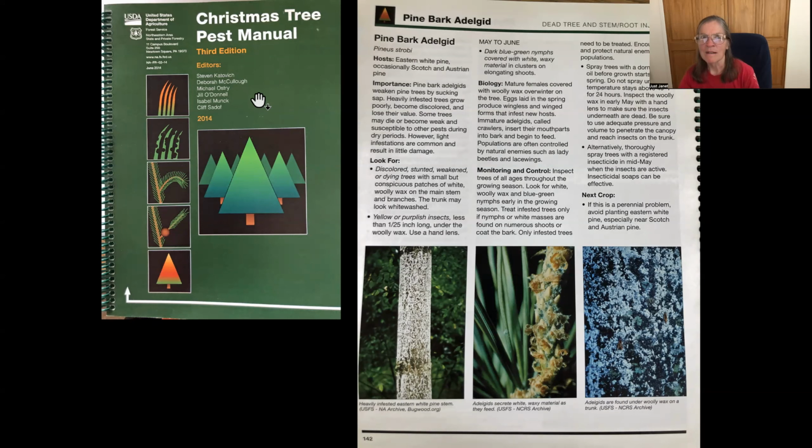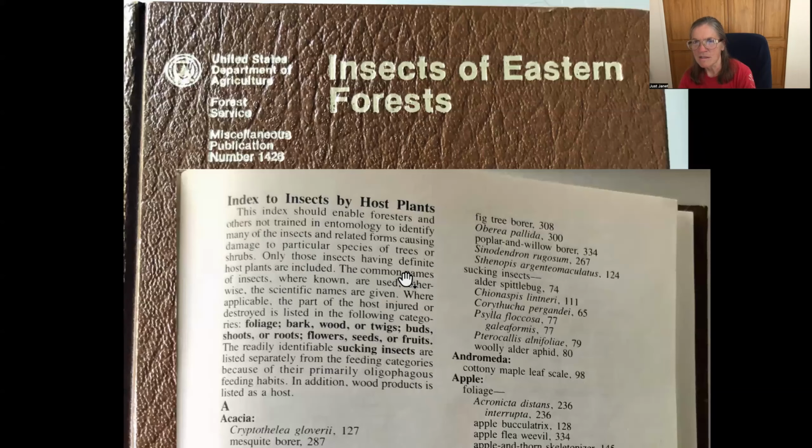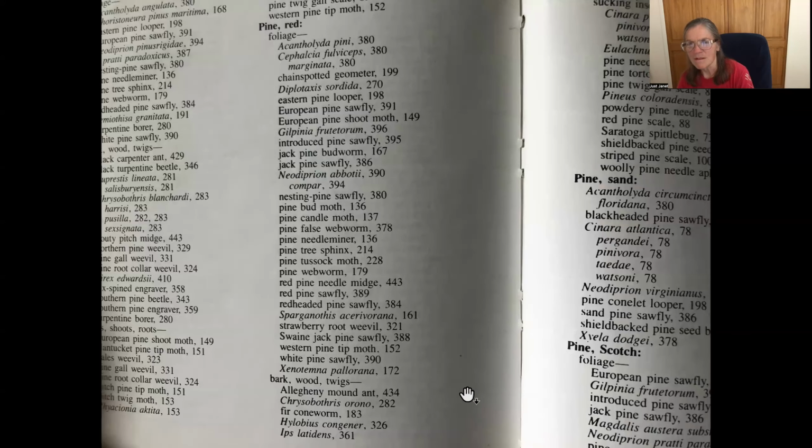So looking up in the Christmas Tree Pest Manual, which is one of the USDA's information booklets, and also a forestry booklet, I looked for white pine bark adelgid. I said, boy, that looks terrible. I don't want to see it killing our trees. And the Forestry Service book is great, because I can look for host plants. So I can look up apple, and it says these are the pests that get onto apple foliage. And red pine, here's the pests that get onto their foliage. Here's what gets onto their bark, wood, and twigs. And I can look up and read about each of those things.